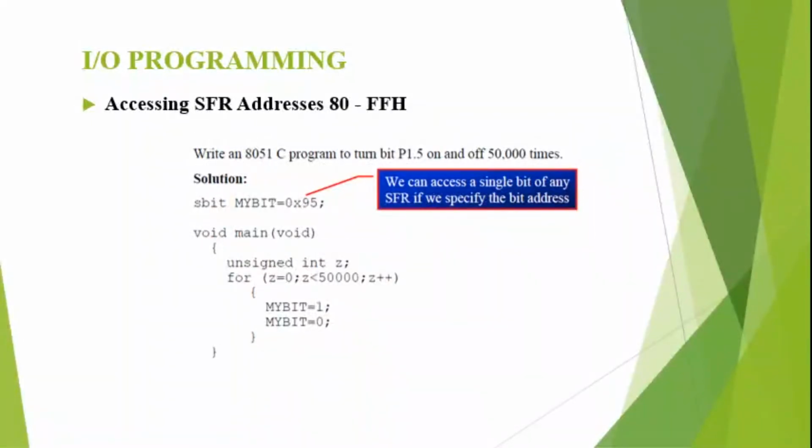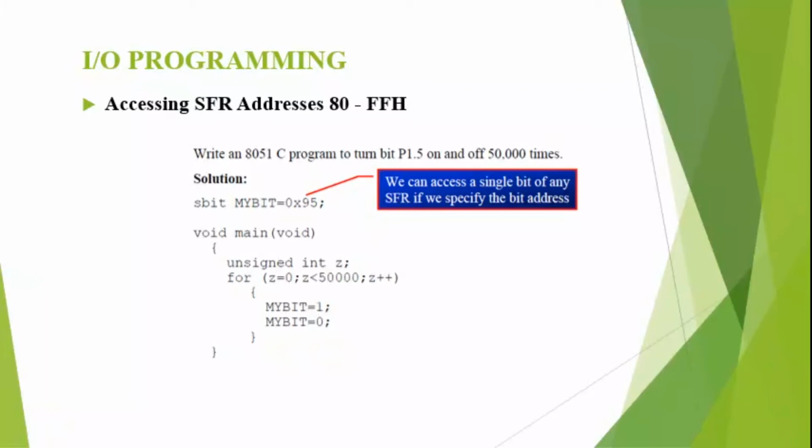Next example, write an 8051 C program to turn bit P1.5 on and off 50,000 times. So we have to access the single bit of port 1, that is the D5 bit. So the address of it has to be assigned to the variable. The address of P1.5 is 95, which is assigned to my bit variable using the sbit data type.